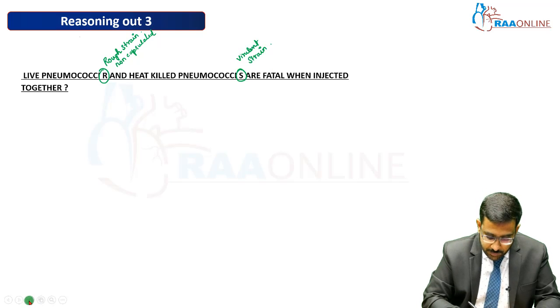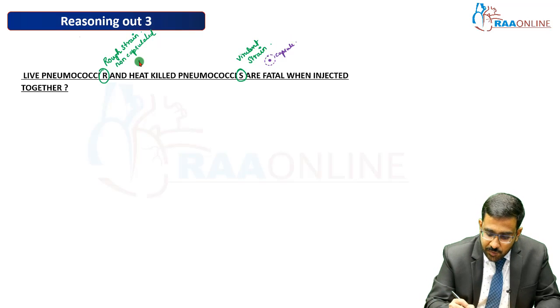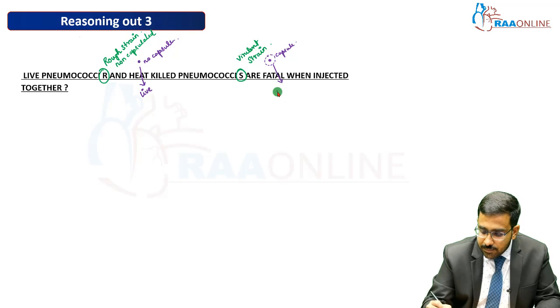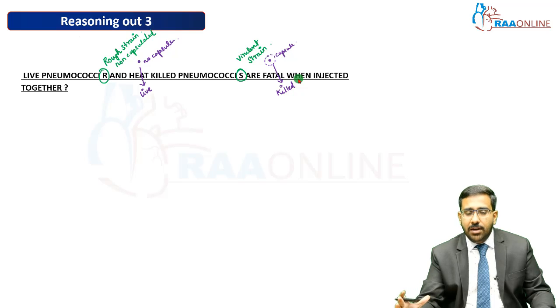The virulent strain is the organism which has a capsule, whereas the other organism has no capsule. So one is live and one is killed, and it follows a process called transformation.